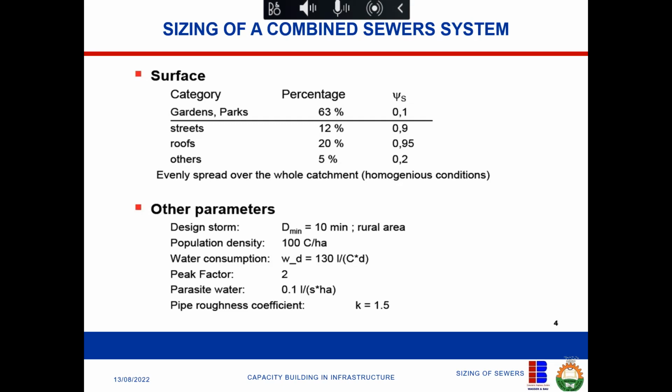Then we also come up with a peak factor. This time around, we don't call it runoff coefficient because we are dealing with sewer, which is almost like the opposite of drinking water, right? We assume a peak factor of 2. Then we also assume some parasite water, which I explained last time. Then, as with every pipe, you have to know the roughness coefficient of the pipe material you are going to use.